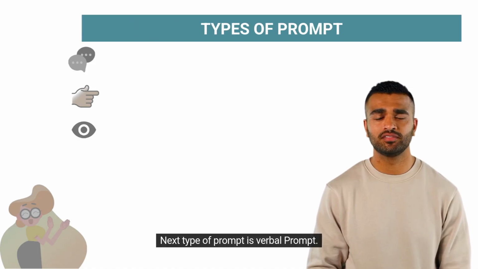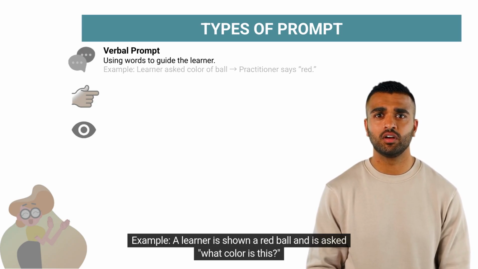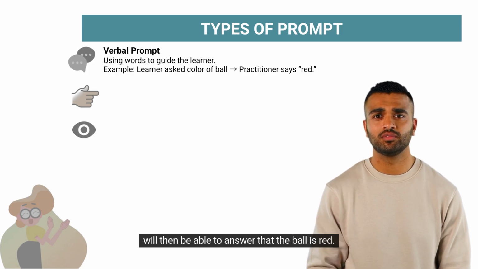Next type of prompt is verbal prompt. This involves providing words to a learner to support them with completing the task. Example: a learner is shown a red ball and is asked, "What color is this?" The learner does not answer, and the practitioner provides a verbal prompt by saying red. The learner will then be able to answer that the ball is red.